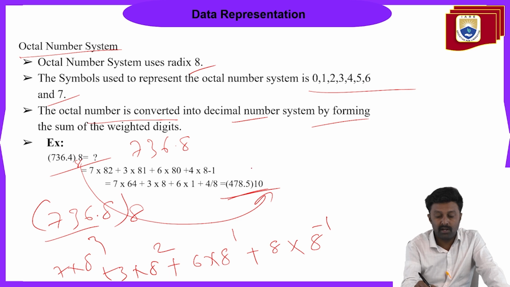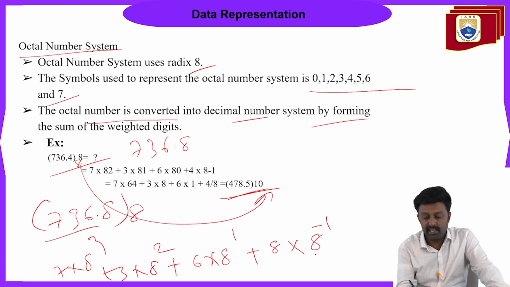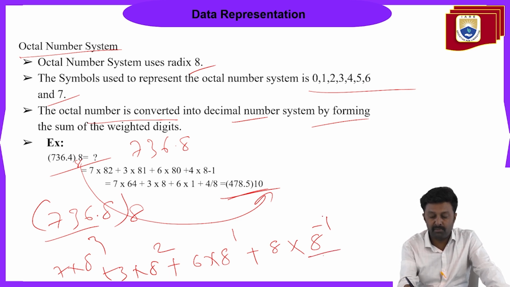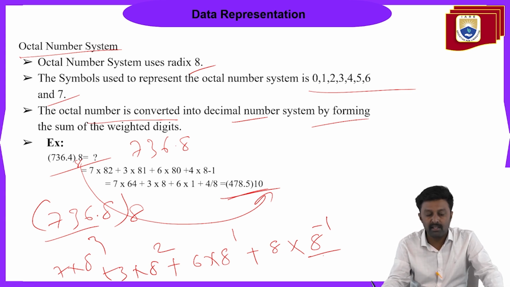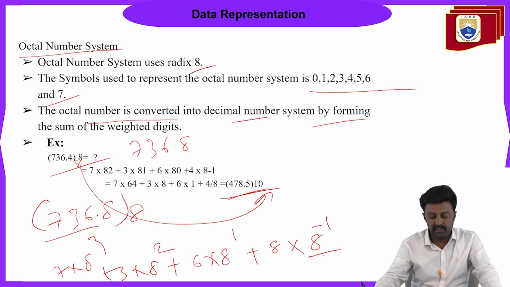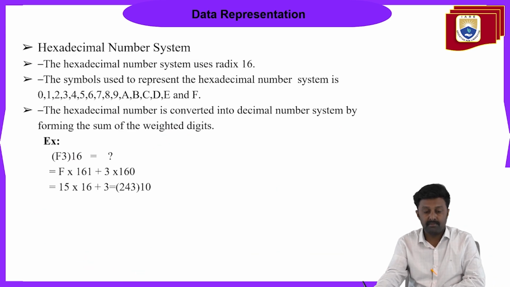So here we have converted the octal number into the decimal number, by taking the powers of 8 to the power of -1 and 8 to the power of 0, starting after the decimal and before the decimal. So this is how the number conversions are done in the data representation.